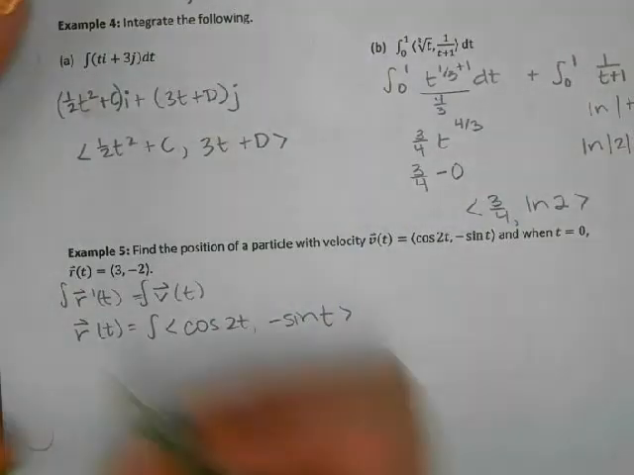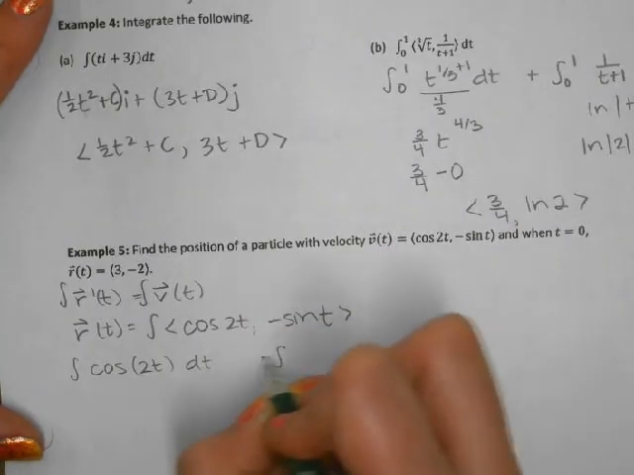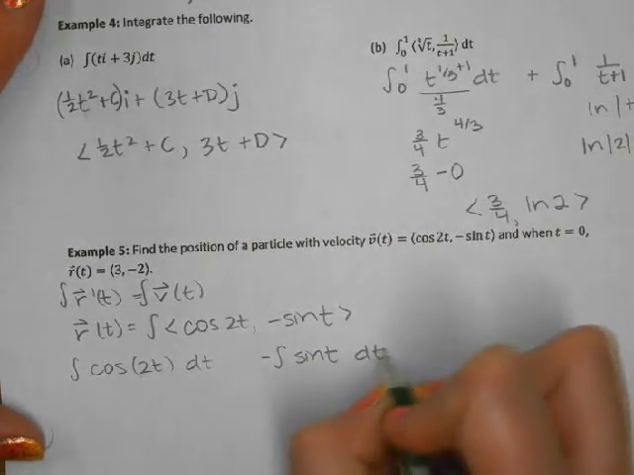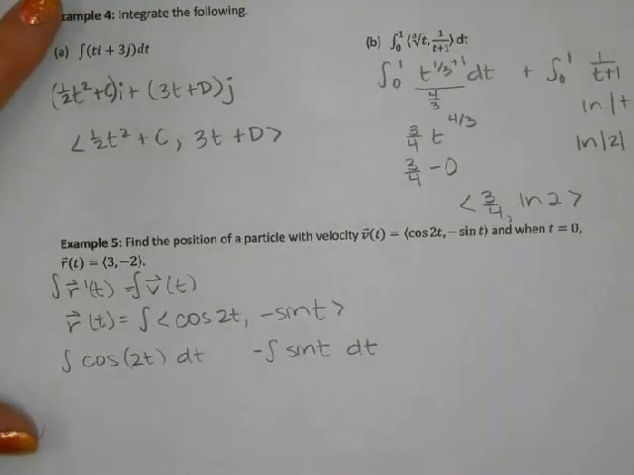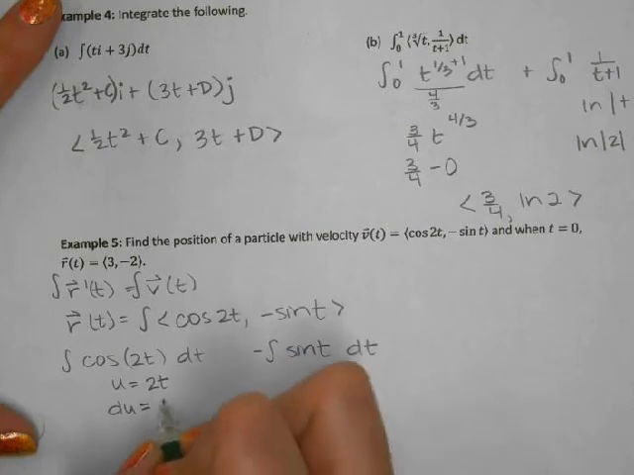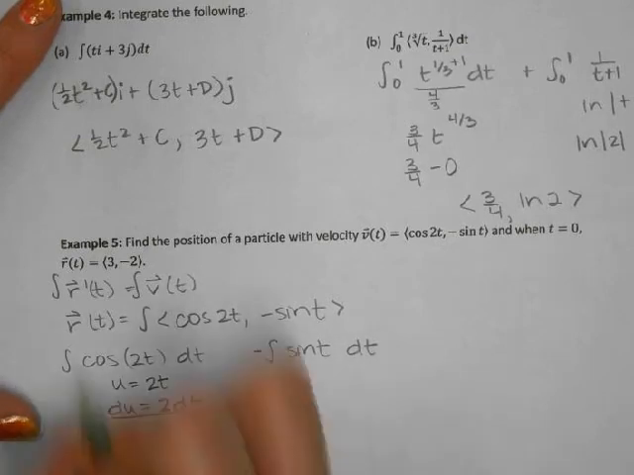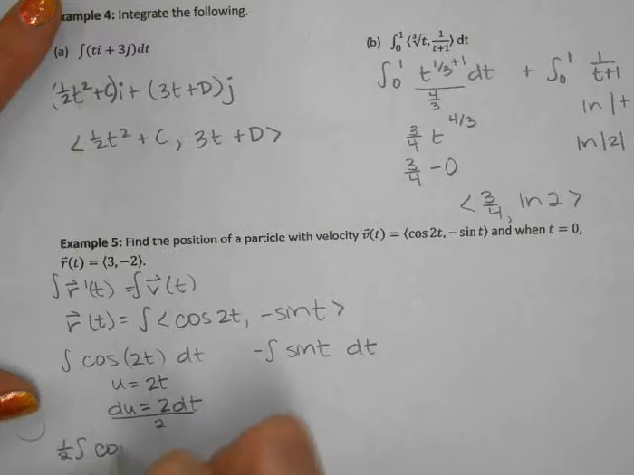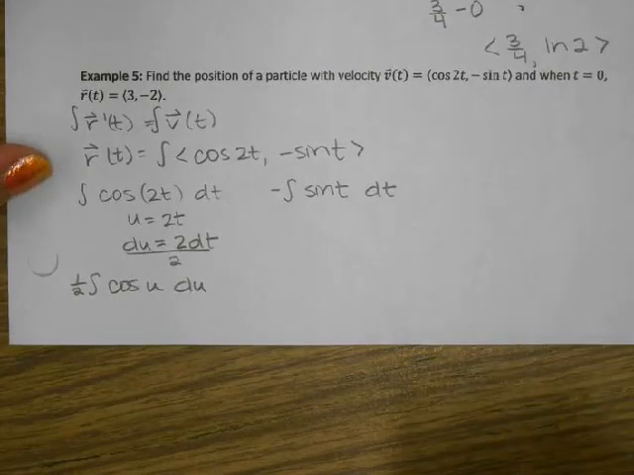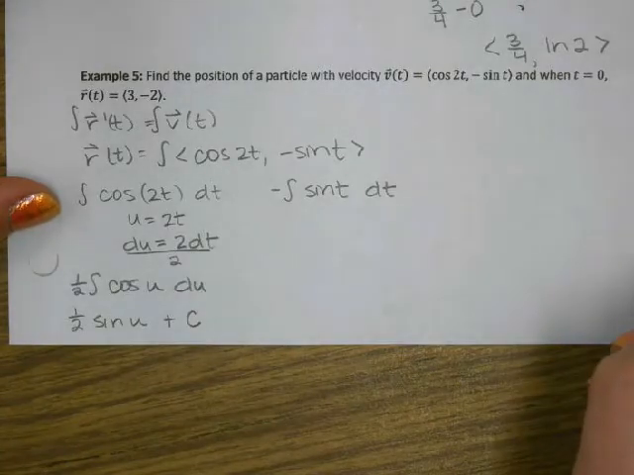So for the first one, I'm going to go ahead and separate these out. For this one, I need to do u substitution, so I'm going to say that my u is 2t, and that means that my derivative of u is going to be 2 dt. And I do not have a 2 sitting in the front, so I'm going to go ahead and divide by 2. So I'm integrating 1/2 cos u du. And the integral of cos is sine, so that gives me 1/2 sine u plus c. That's what I've got there.